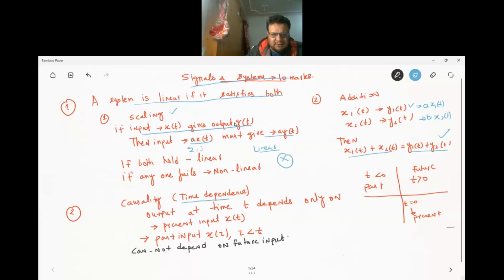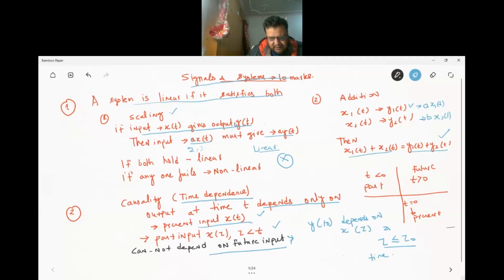Now, causality of a system means that the output at any time t will depend only on the present input x of t, or the past input; it cannot depend on the future input. So mathematically, if you have to write a causal system, let's say y of t naught depends on x of t, and the condition is that t should always be less than or equal to t naught. That is, your time should always be less than or equal to t naught.